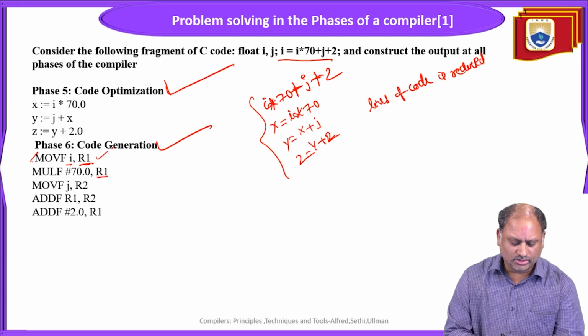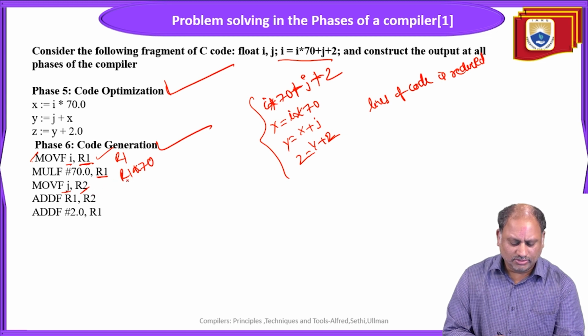The previous value is held in register 1, so that value is to be multiplied with 70. So multiply R1 with 70. Now we will take one more register for the purpose of moving the float value. That is R2, which holds the value of J. So move J comma R2. Now we are getting some value in the register, and this register is to be added with the previous one.